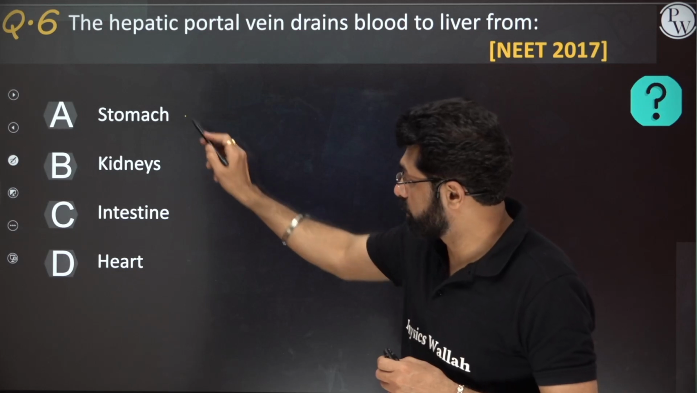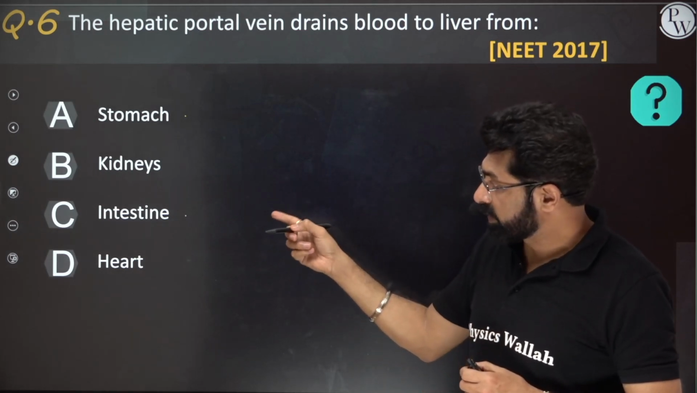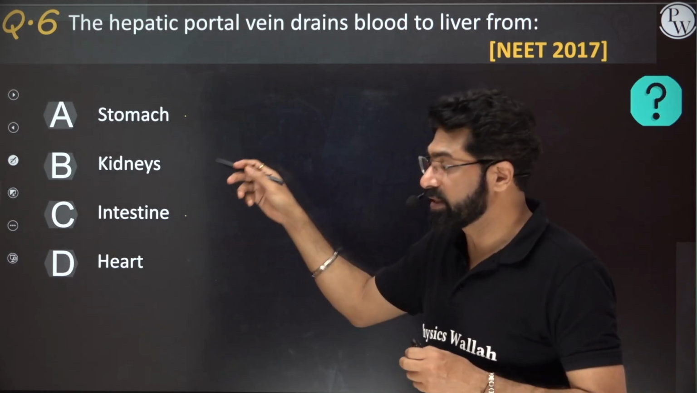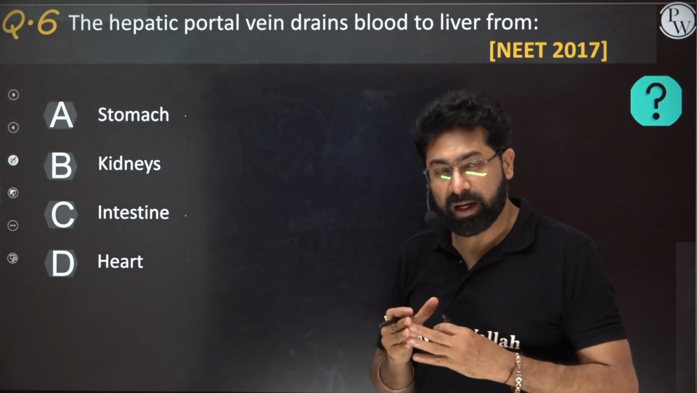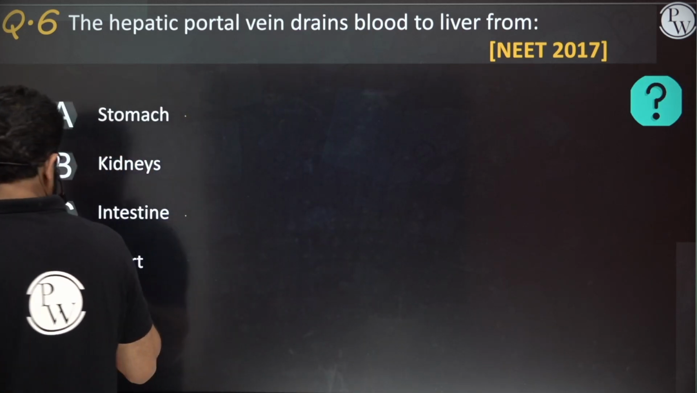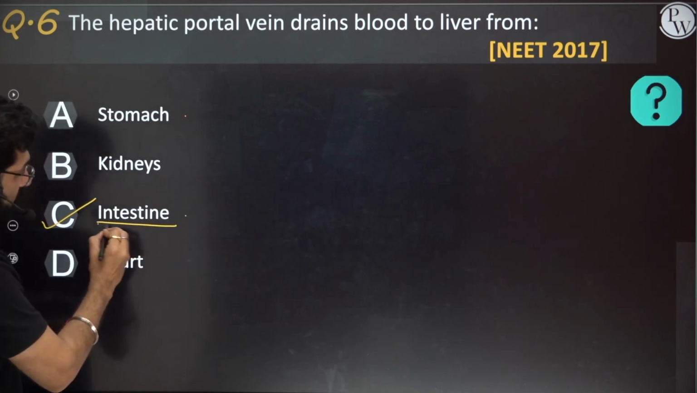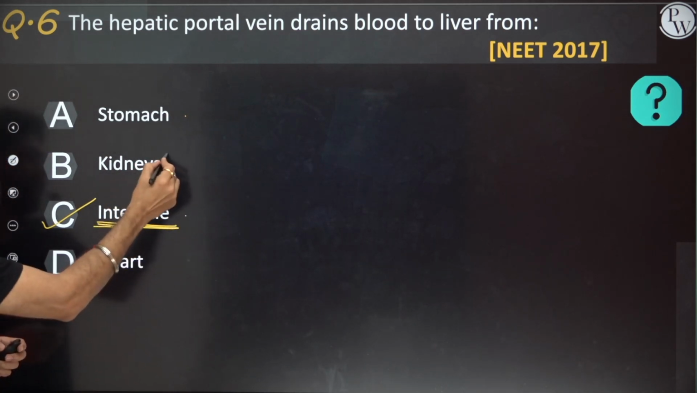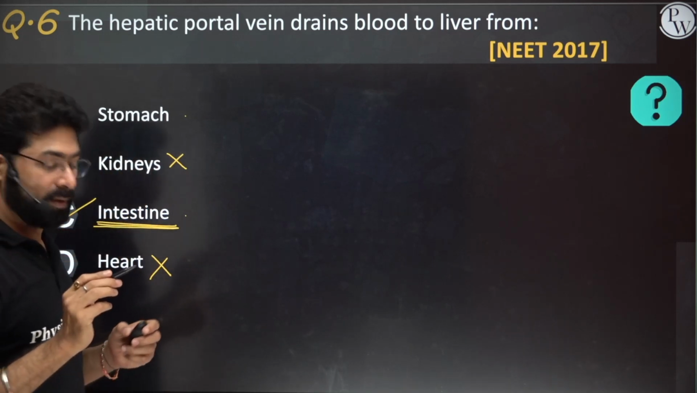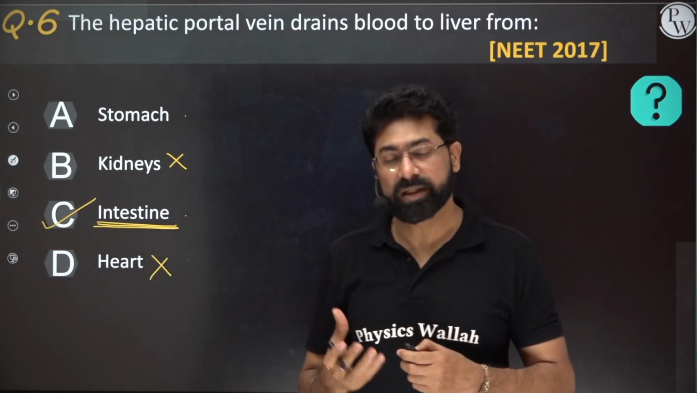The options are intestine, stomach, kidneys and heart. But majorly, if we talk about it, that is the intestine part. So, majorly, it is the intestine. Stomach, intestine, spleen, all these are correct, but majorly it takes blood from what? Intestine. So, the hepatic portal vein will drain the blood to the liver majorly from the intestine. Kidney is anyway not correct. Heart is anyway not correct. Stomach is a little bit correct, but still we'll go for intestine because majorly it is intestine only.